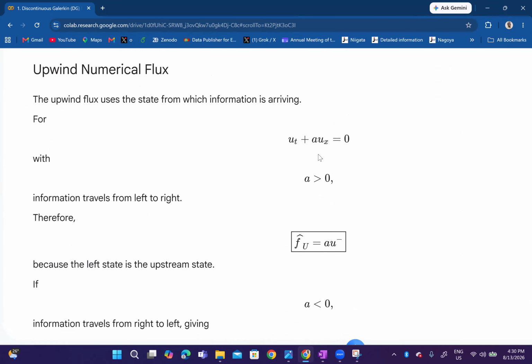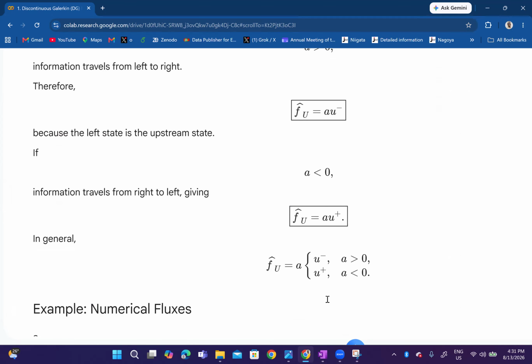So for the advection equation, u sub t plus a u sub x equals 0, with a greater than 0, we know information travels from left to right. Therefore, because information is traveling from left to right, we have f cap of u to be a u minus, because the left state is the upstream state. So f cap of u is equal to a u minus because the left state is the upstream state.